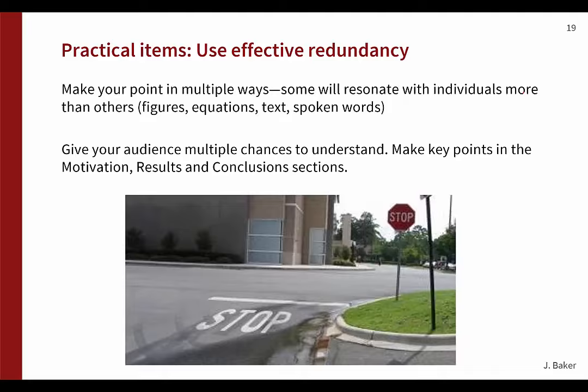It's natural that your audience is going to lose concentration for a few seconds here and there. If they lose concentration right at the few seconds where you were saying a key point, make sure there's other times in the presentation for them to hear that key point, in the motivation or the conclusions, even if they lost concentration for a few seconds during your results.